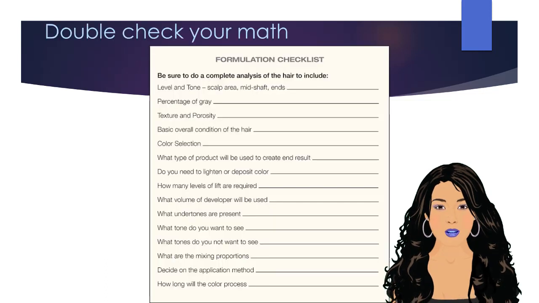Always double, triple, and quadruple check your math. Ensure that all questions are answered and answered thoroughly. Avoid as many mistakes as possible. Your color formulation is the most difficult aspect of the hair coloring process. Once you can formulate hair color confidently, you will be well on your way to a lucrative and successful career as a hair color artist.